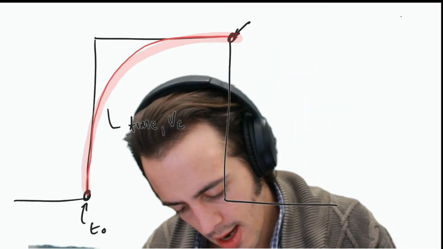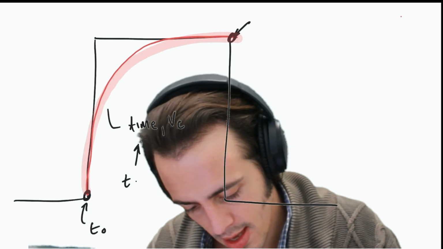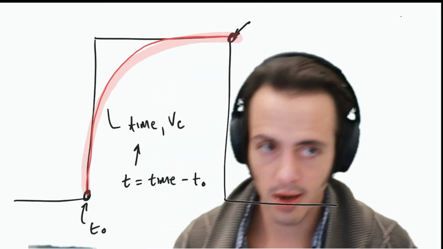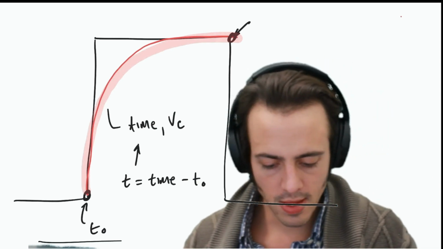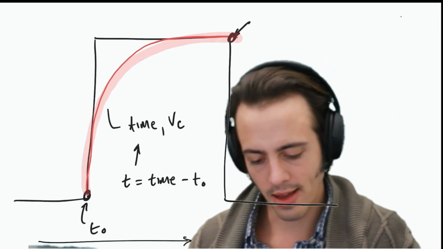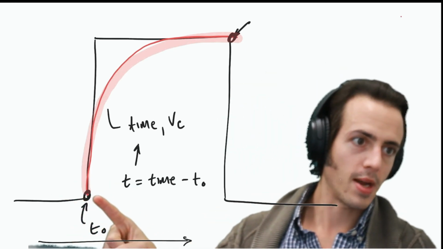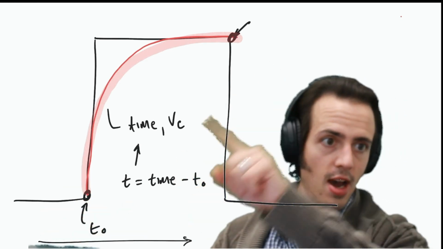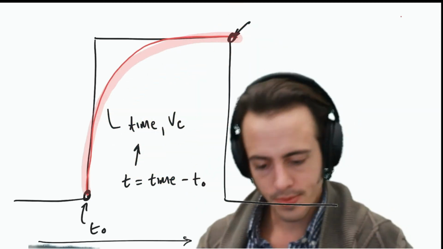I can subtract T0 from each of those, so T is equal to time, which is a vector, minus T0, and this tells me the time it's been charging from. Remember, this x-axis down here is just increasing time, so this is just an arbitrary value. Could be 5 seconds, could be a million seconds, could be 2 hours. Doesn't matter to the RC circuit. All that matters is the time elapsed since this point.